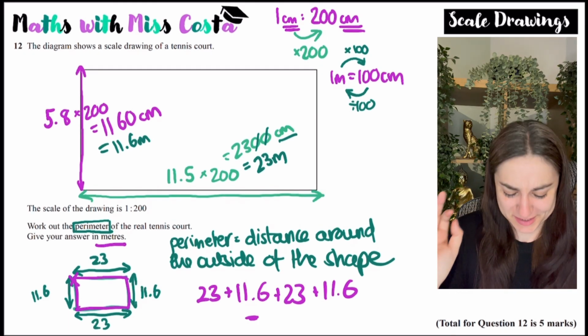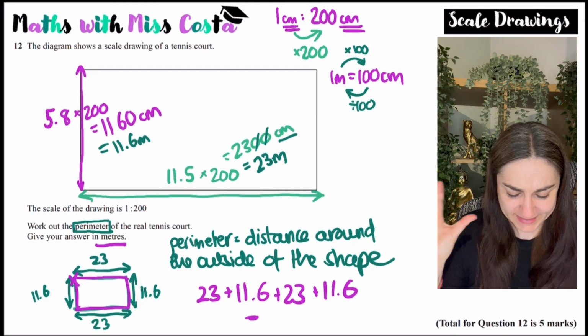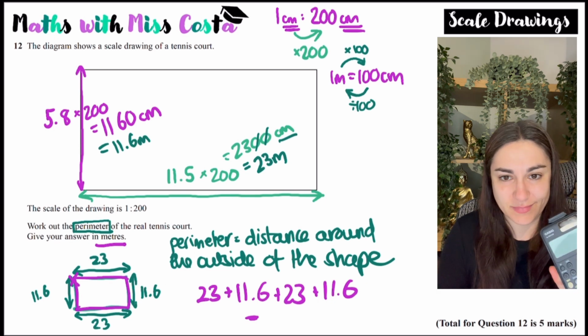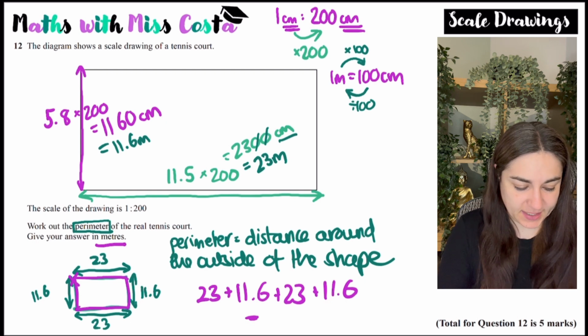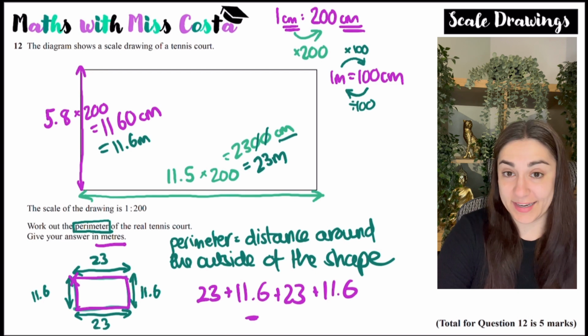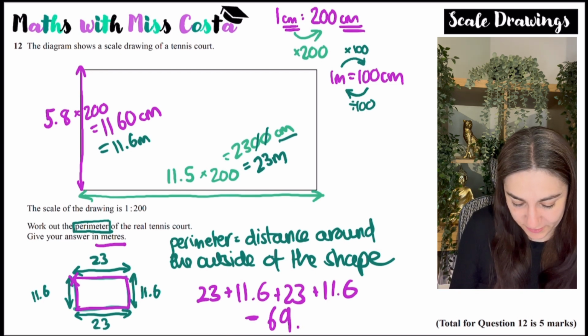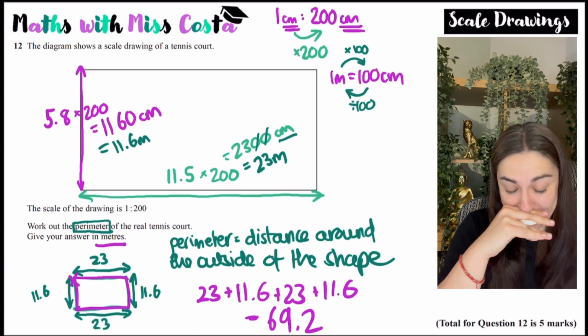And this is why it's important to sense check things, because obviously that doesn't sound right. I had typed in multiplication into my calculator by accident because I was rushing. So let's try it again. And that gives you 69.2, which sounds a lot better.